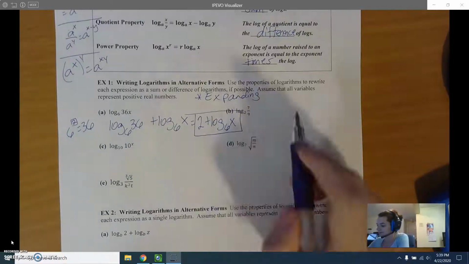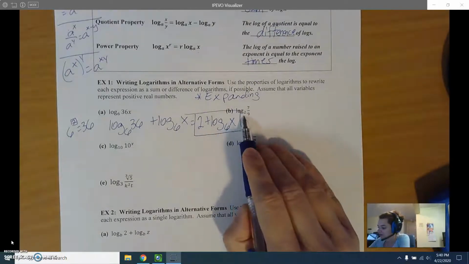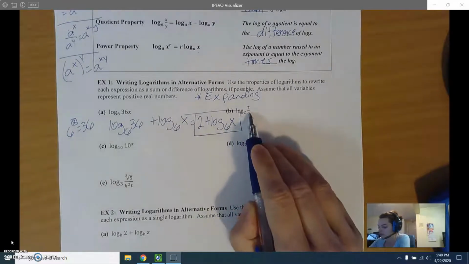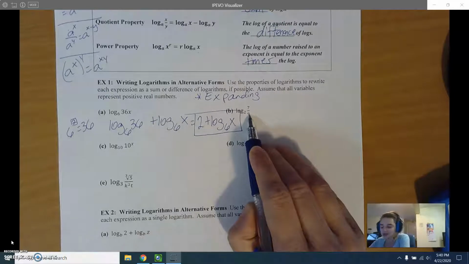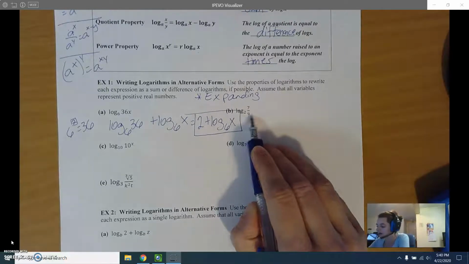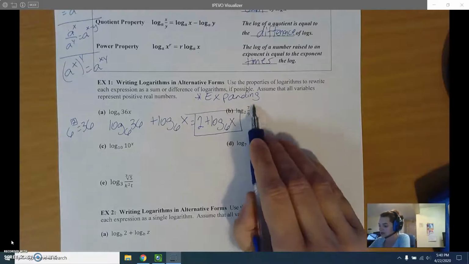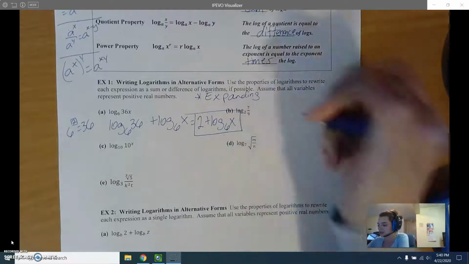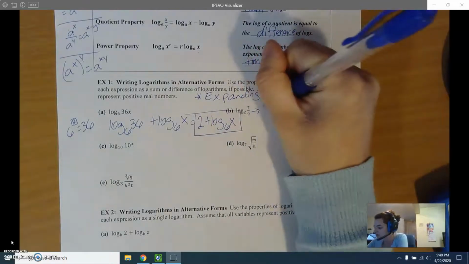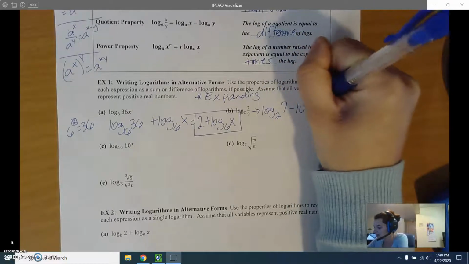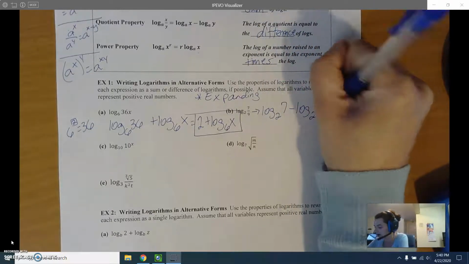Let's do another one. In part B, I have the log base 2 of 7/9. So this one, the 7 over 9, is dividing. So we have division, so that's the quotient property that we should be looking at there. And the quotient property says that I can separate if it's divided inside of a log. I can separate with subtraction. So that would be the log base 2 of 7 minus the log base 2 of 9.